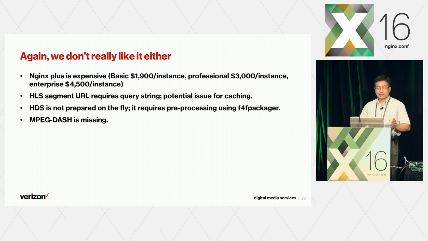So every segment has the same file name. The first segment has a query string like start equals 0 and end equals 10. That represents the first 10-second segment. The second segment has start equals 10, end equals 20. In most cases, it is okay, but in some situations, having the same file name for very different files with only a different query string may cause some issues with some caching infrastructure.